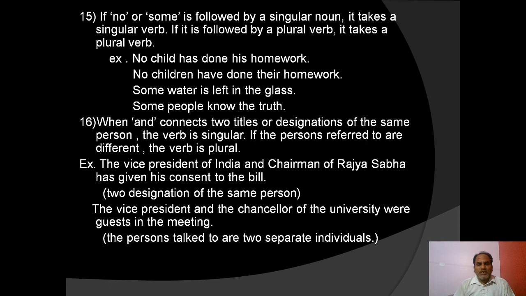The Vice President and the Chancellor of the University were guests in the meeting. Here, the Vice President is one and the Chancellor of the University is another one. Here, two persons are there. The two persons are two separate individuals. So here the subject is plural and carries the plural verb: the Vice President and the Chancellor of the University were guests in the meeting.